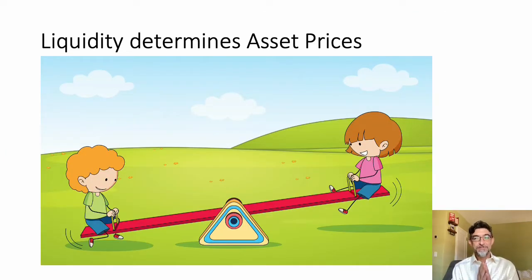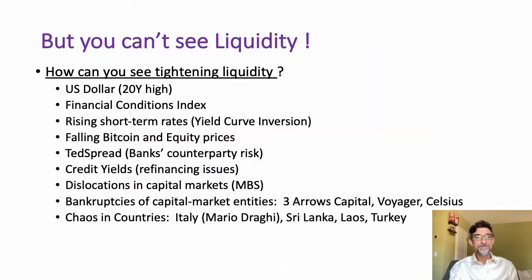And it's this simple. As liquidity gets increased, asset prices go up. So basically, when you lower interest rates, liquidity goes up. That's the key concept. That's a seesaw here. Lower rates, higher liquidity, higher asset prices.